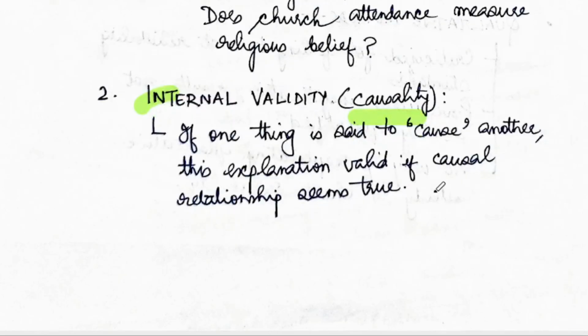For example, if we say that education causes empowerment, we must make sure that other factors like family income or social support or any other resource are not actually the real reason. So if our explanation, if our study rules out all other factors, then and only then our study has high internal validity.